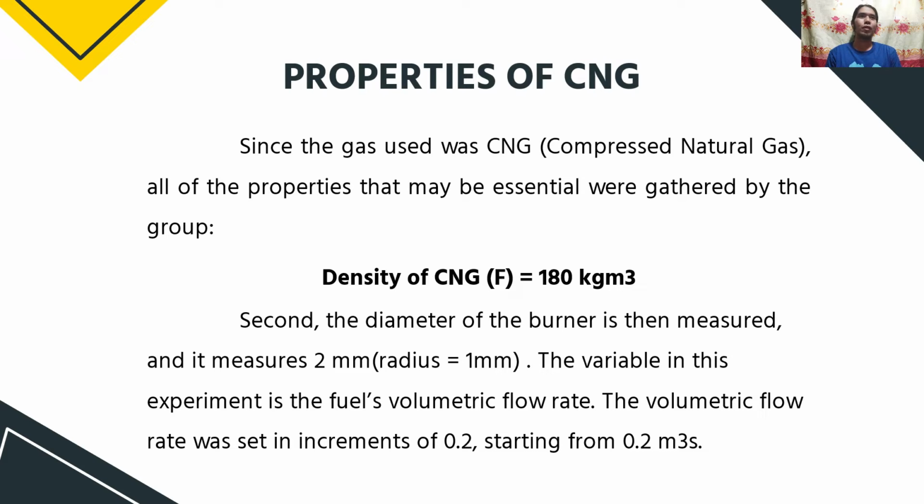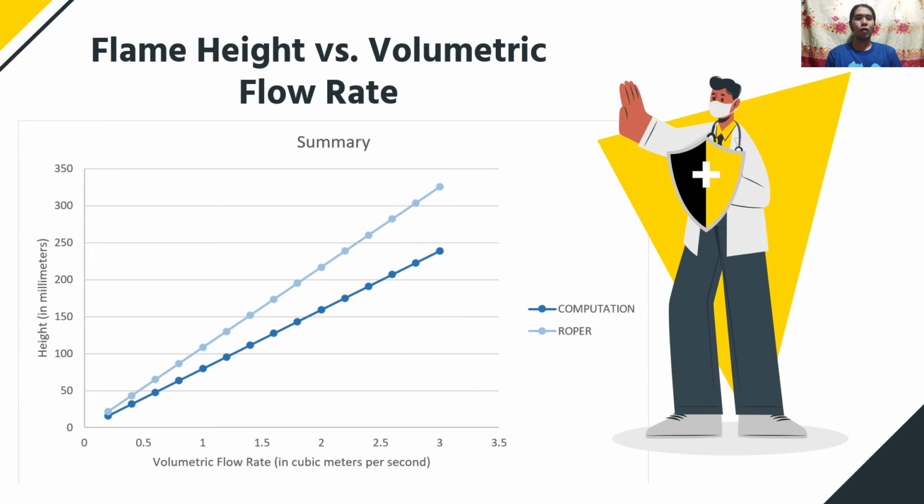And then the set diameter of the burner that the group chose is 2 millimeters, which gives us a radius of 1 millimeter. And then the next one is the increments for the volumetric flow rate. Our increments is 0.2, starting from 0.2 cubic meters per second. And then, as you can see here in the table, we have already tabulated the data from our experiment.